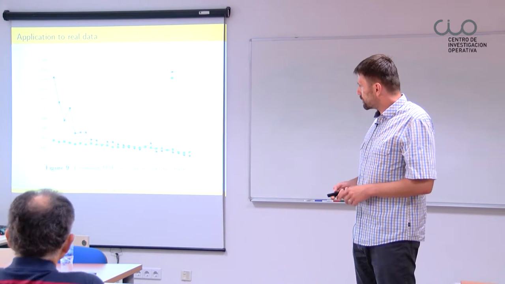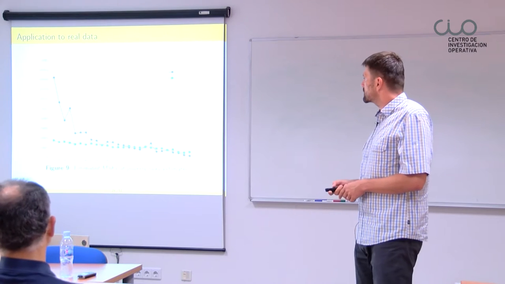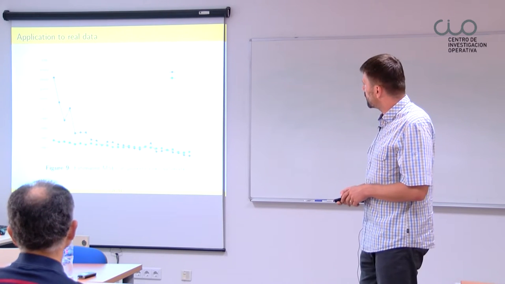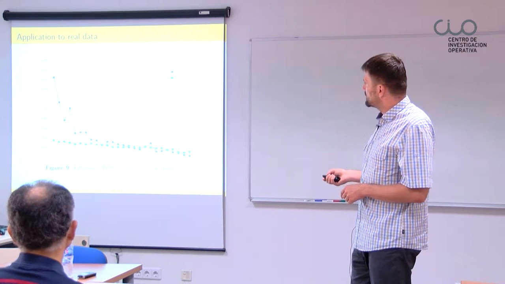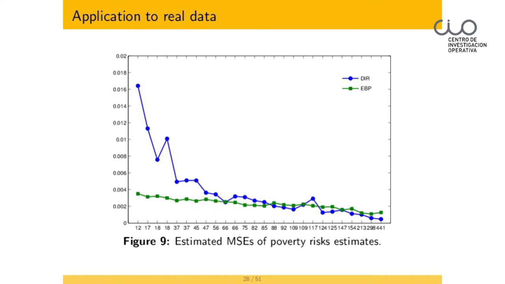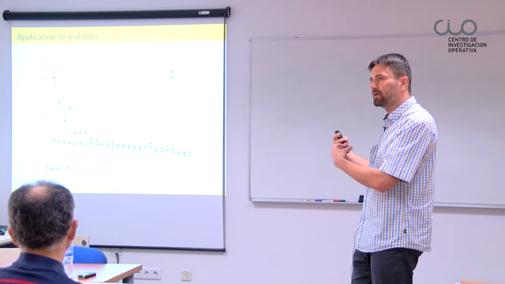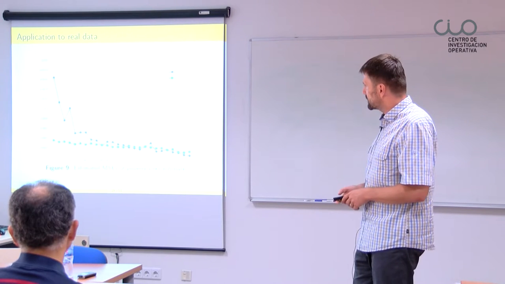Concerning the mean square error, here we can see the bootstrap estimates of the mean square error of both methods. Again, for large sample sizes, they are comparable. But for small sample sizes, we decrease the variance of the estimator by using the auxiliary data on unemployment.